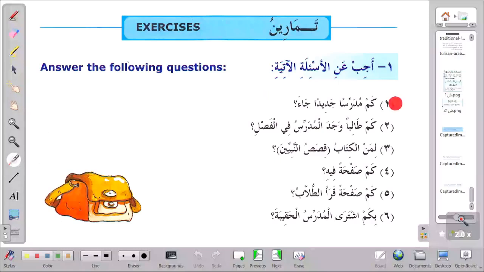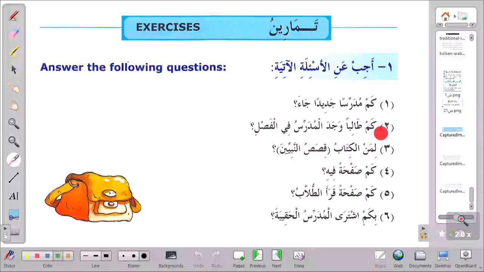The first one says كم مدرسا جديدا جاء. How many new teachers came? If you can remember, they said there were 5. So you simply say جاء خمسة مدرسين جدد. I hope that is clear.